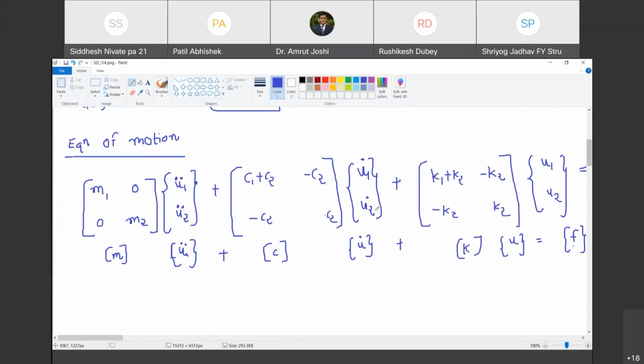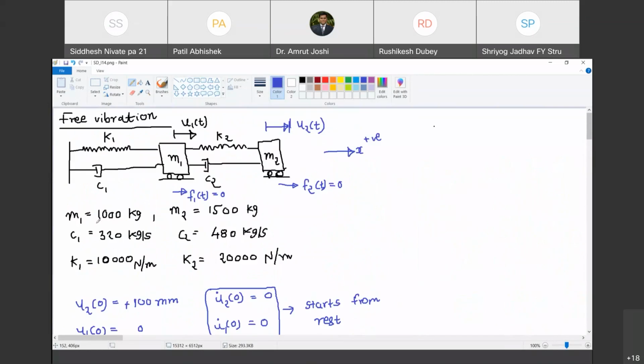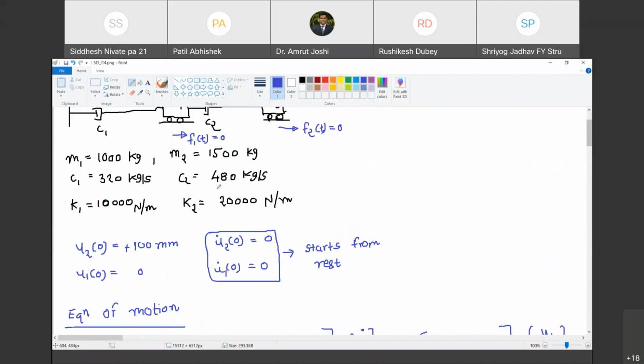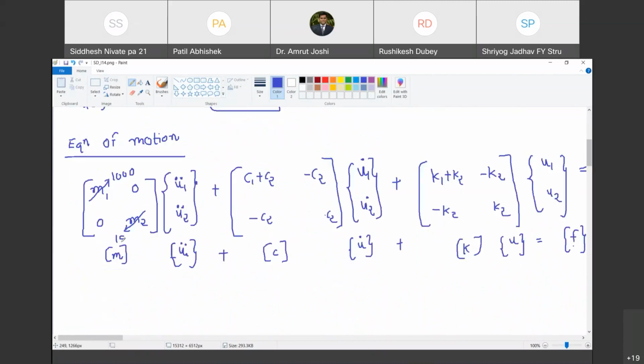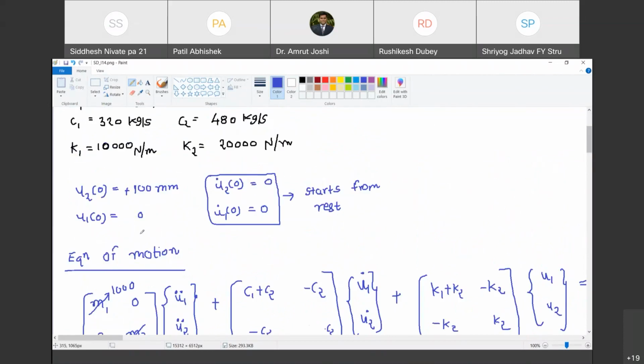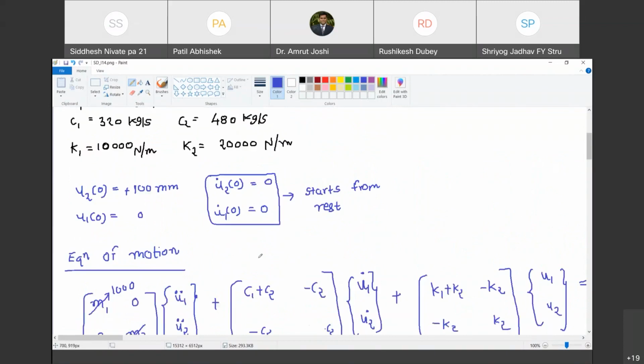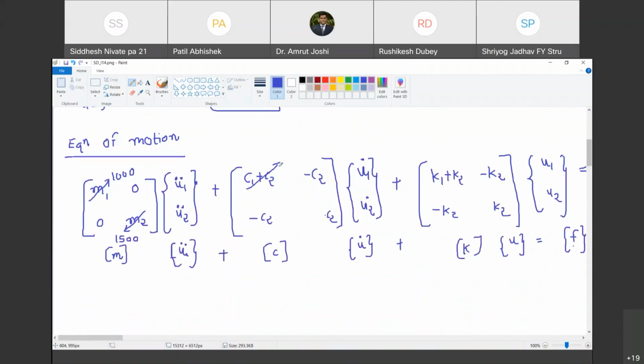Now, what is the value of M1 here? So we will substitute that value. M1 is 1000. What is the value of M2 here? M2 is 1500. What is the value of C1 and C2? C1 is 320, C2 is 480. So what is the summation? 800. So therefore C1 plus C2 is 800.